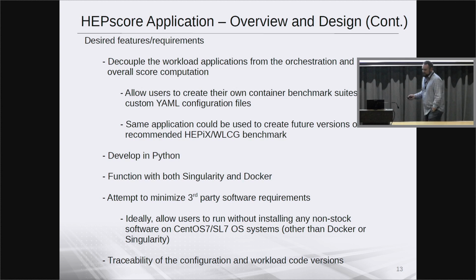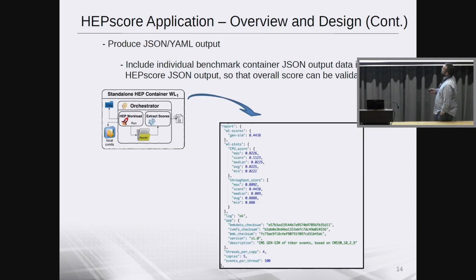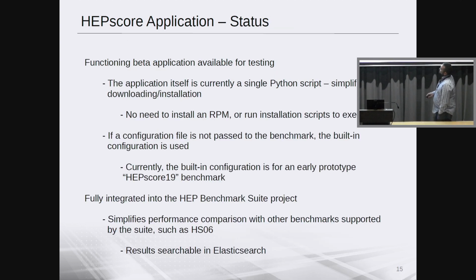And finally, we really wanted to have some traceability in the configuration and the output of this so that we could do validation studies. And the output, as I mentioned, includes all the JSON outputs from all of the sub-benchmarks as well, which helps from the validation standpoint.